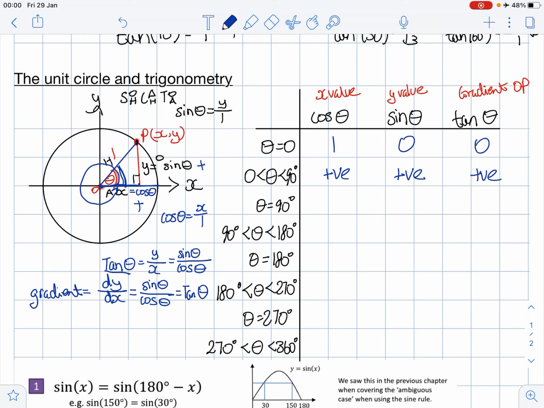Then we're going to look at theta equals 90. Theta equals 90 is this angle here. This is when theta equals 90.